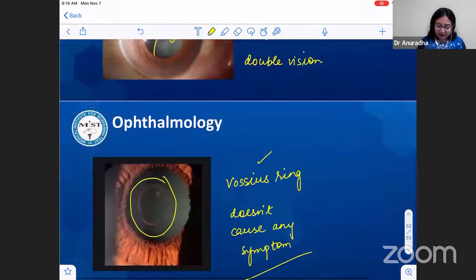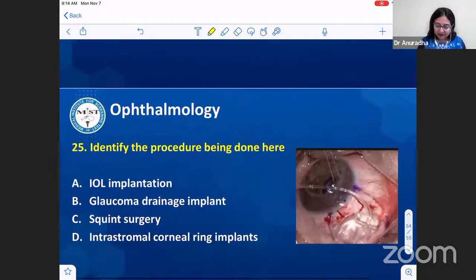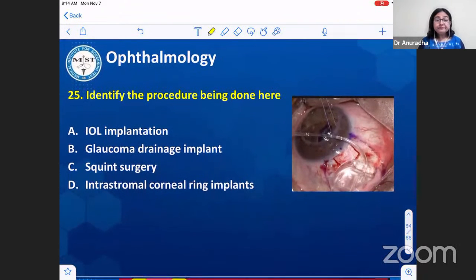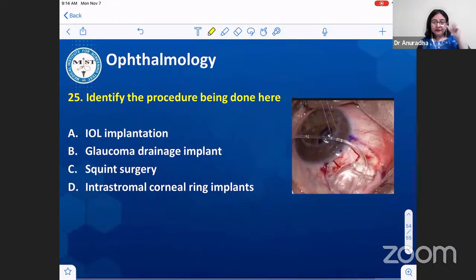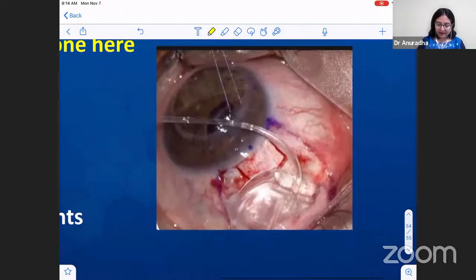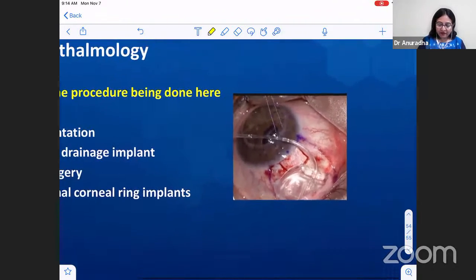Okay, moving to the last question of the session, beta. And in the blowout fracture, please remember the image also. You know the teardrop sign. Okay. Last question of the session, my dear friends. Identify the procedure being done here. Let me show you the procedure.